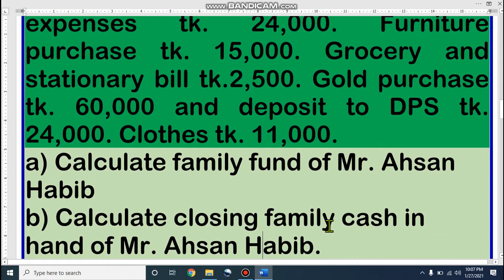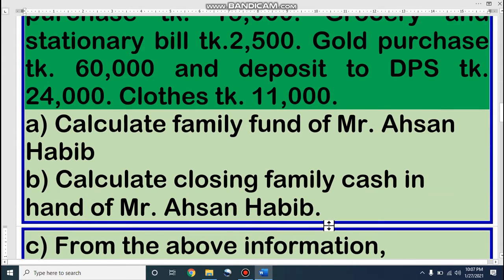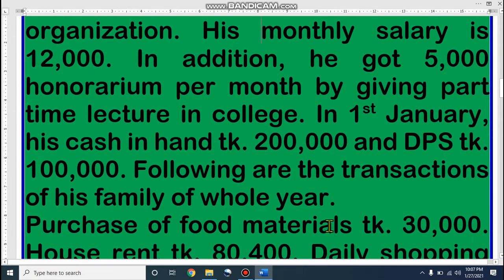Dear student, now we have to calculate family fund. If you can remember, for calculating family fund, what do we have to do? Opening asset minus opening liability. If you can remember the formula, opening liability of the family will be subtracted from opening asset, then you will get the family fund. Let's see whatever opening asset we have.